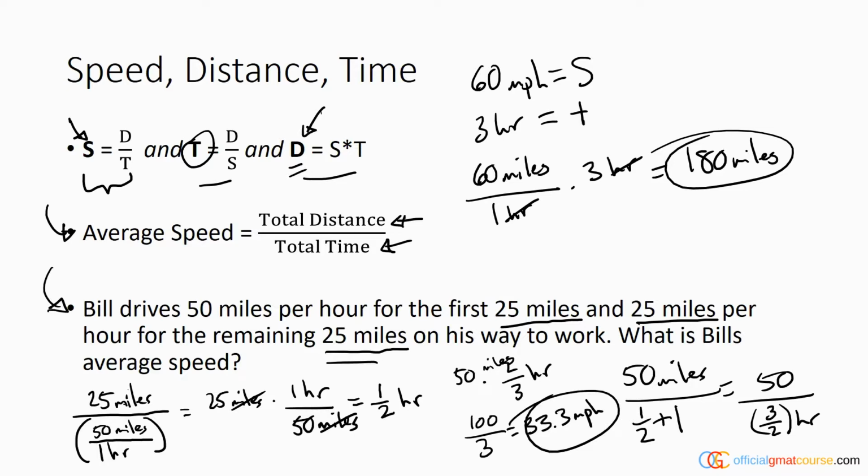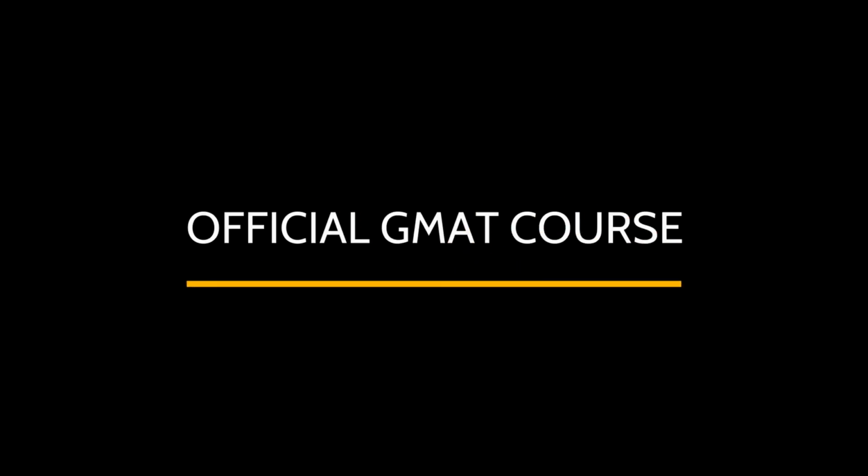The average speed is a little closer to 25 miles per hour, and the reason is we spent more time driving at 25 miles an hour than we did at 50 miles an hour. We spent a full hour versus half an hour at 50. So our speed was going to be, on average, closer to 25 miles per hour than it was to 50 miles per hour. That's how you solve an average speed problem. Focus on total distance over total time.